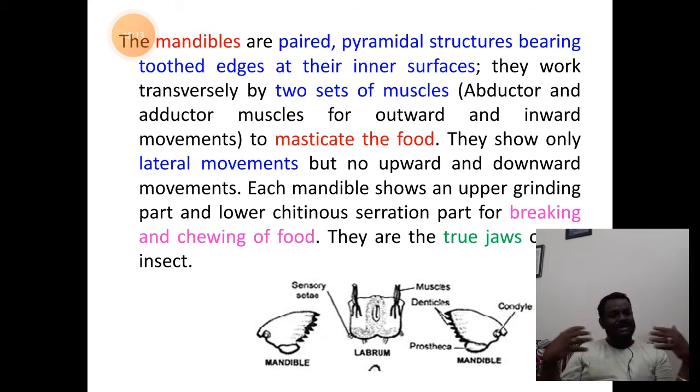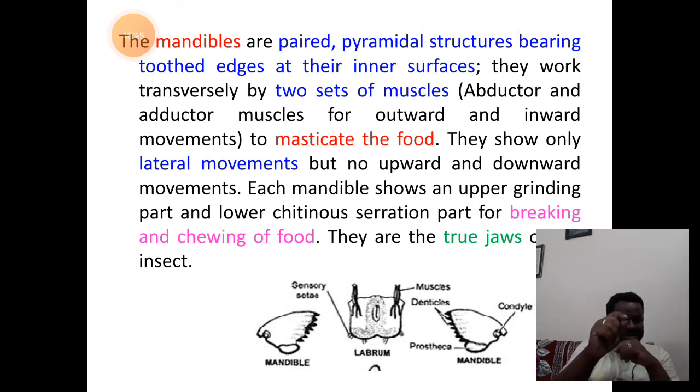So these mandibles show only lateral movements, no front and backward movement. Labrum shows front and backward movement, whereas the mandibles show only lateral, sidewise movement, no upward or downward movements. Okay, so that's the specialty related to mandibles. They are paired structures. Now these mandibles help in grinding of the food.